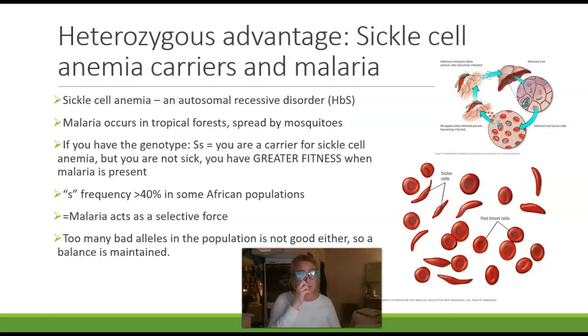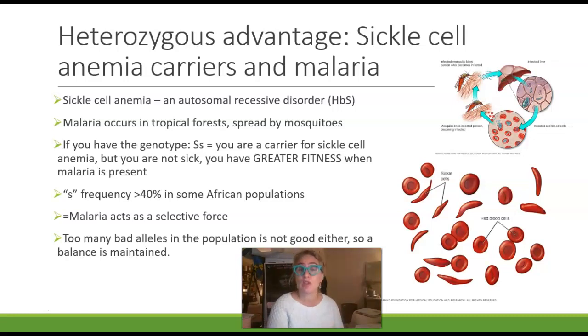And the reason for this is because people who are carriers for sickle cell anemia, meaning they have one of the good hemoglobin alleles and one of the bad hemoglobin alleles, actually have an advantage when malaria is present. So malaria is a disease borne by mosquitoes. So you get bit by a mosquito, and then you can suffer from malaria. Malaria can cause diarrhea. It can cause you to lose vast amounts of water, so you become dehydrated quickly, and you can actually die from malaria.